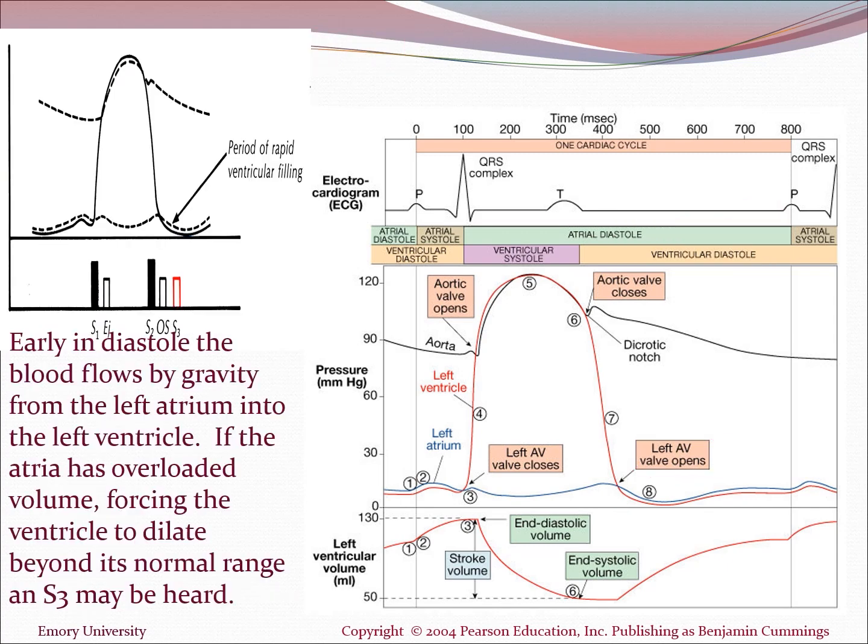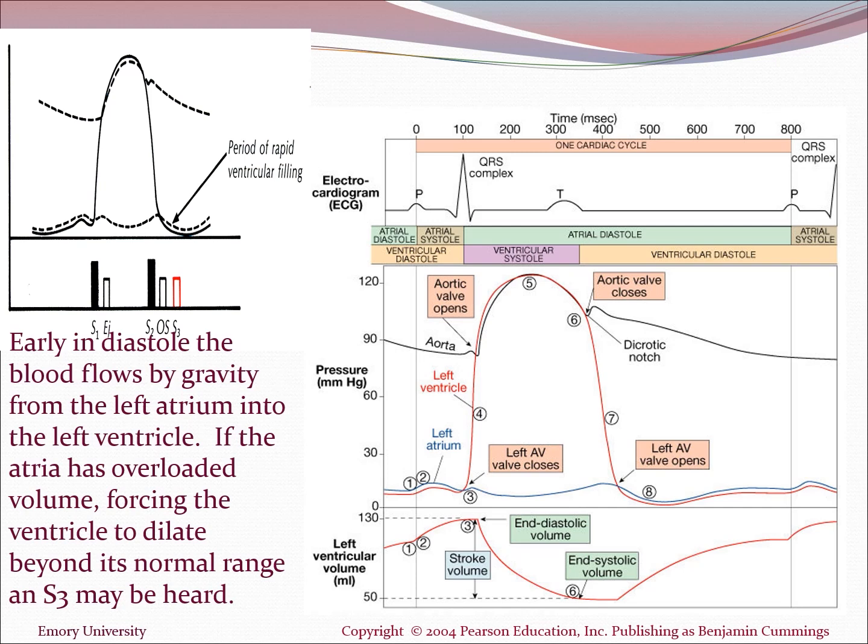Early in ventricular diastole, the blood flows by gravity from the left atrium into the left ventricle. If the ventricle is forced to dilate beyond its normal range because the atrium has an overloaded volume, an S3 will occur. Ventricular filling is normally silent. A third heart sound may be normal in children, pregnant women, and well-trained athletes, but it is often pathological in adults and is caused by ventricular dilation or heart failure.